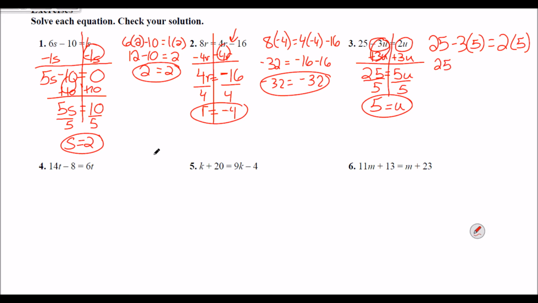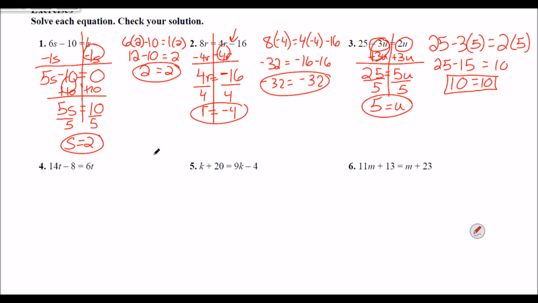If I take 3 times 5, we get 15. 25 minus 15 becomes 10. On the right side, 2 times 5 is 10. And I bring those down, and I notice that, yes, 10 is equal to 10. So it proves that 1, 2, and 3 are all correct.